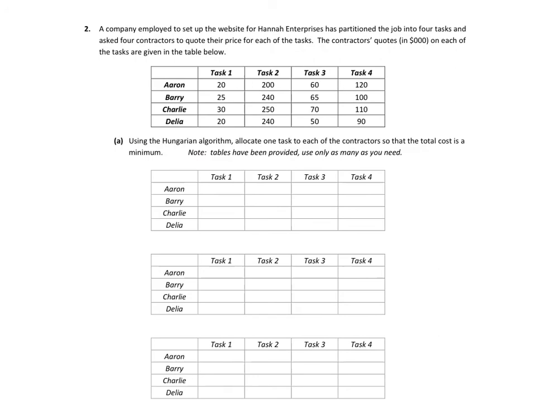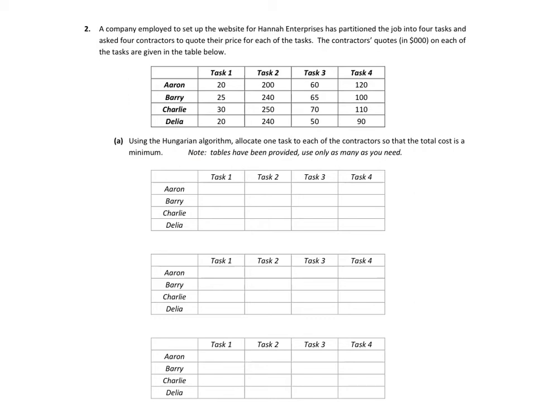Okay, so part 2 of this one. The company employed to set up the website for Hannah Enterprises has partitioned the job into 4 tasks and 4 contractors to quote for the price of each task. The contractors' quotes are in thousands of dollars.